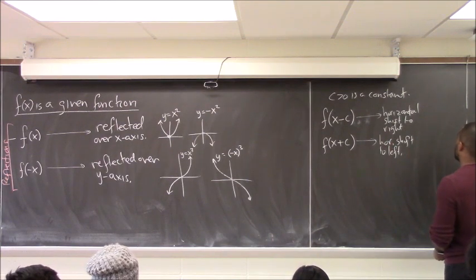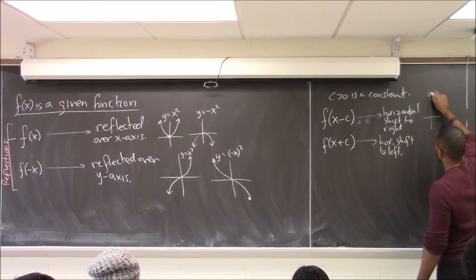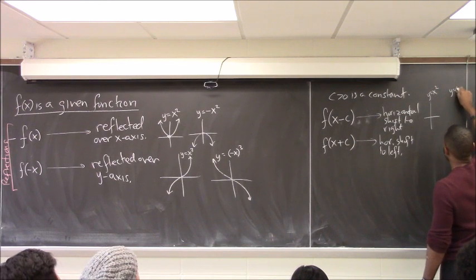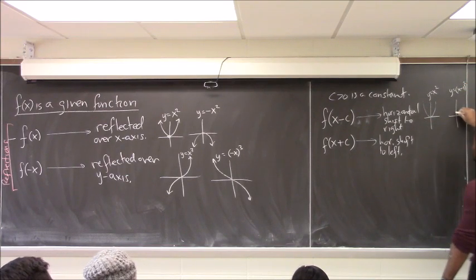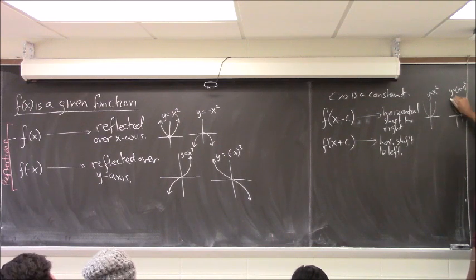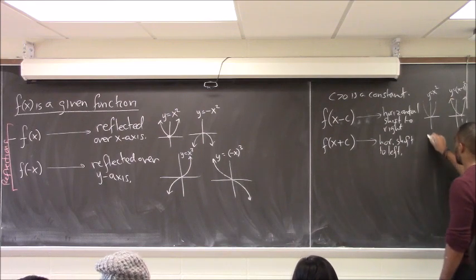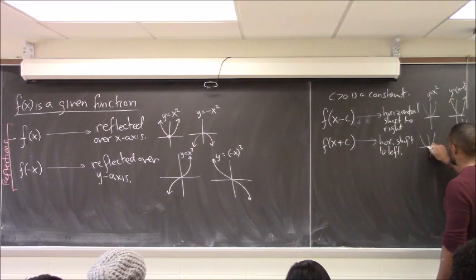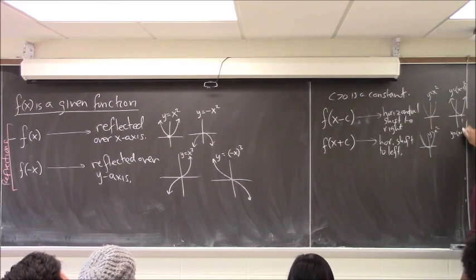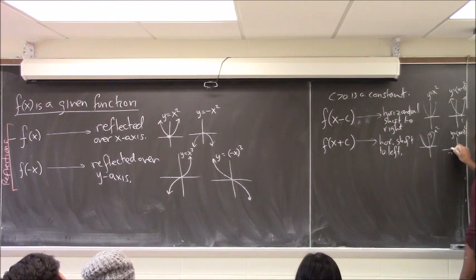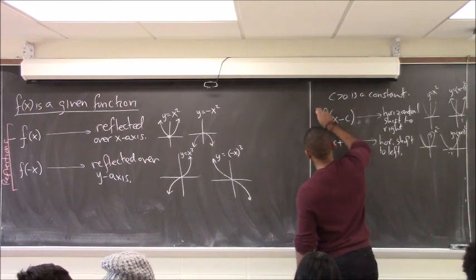So this is like if I take y equals x squared versus y equals x minus 1 all squared. The original graph is this, but for this graph it is going to shift 1 unit to the right. So for y equals x squared, if I look at y equals x plus 1 squared, that is going to shift over to the negative 1. So these are the horizontal shifts.